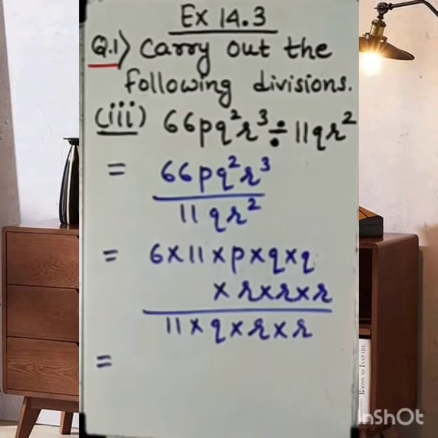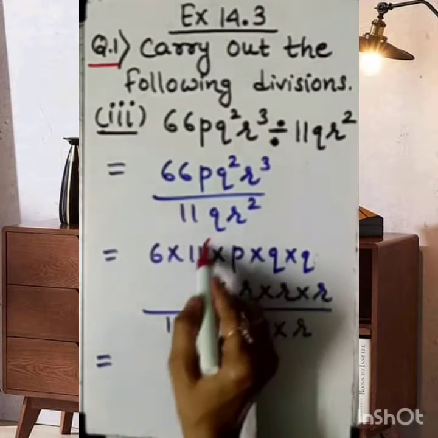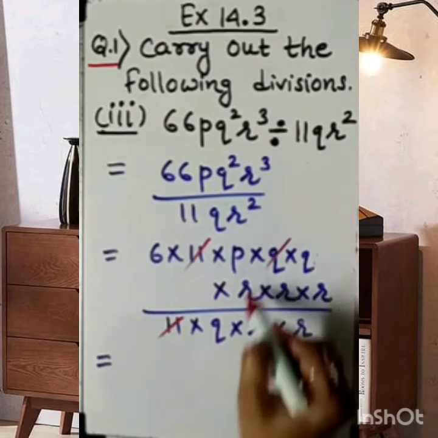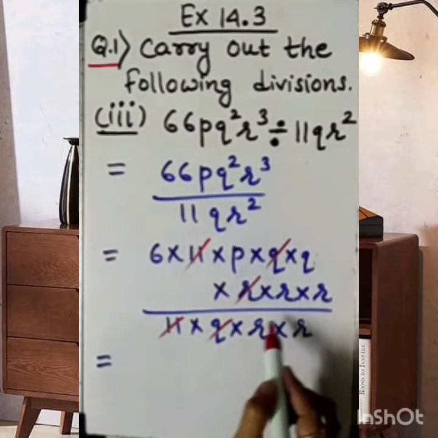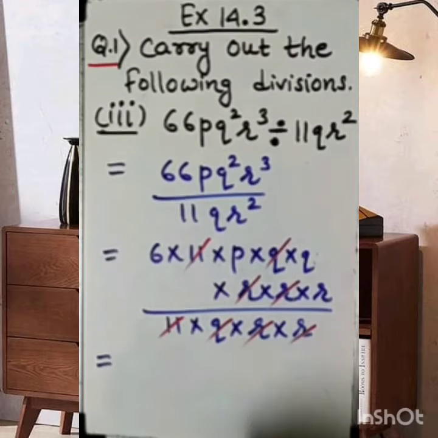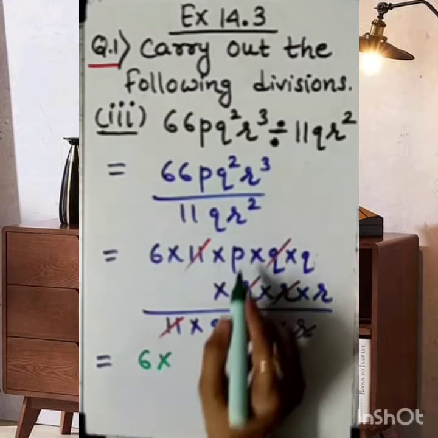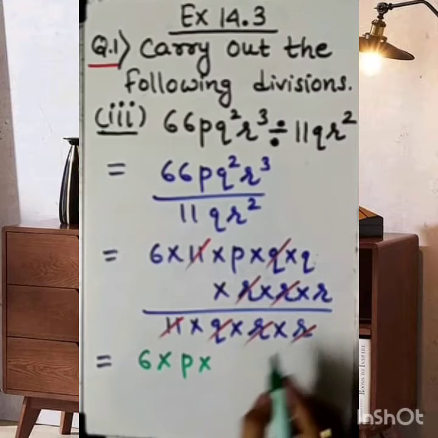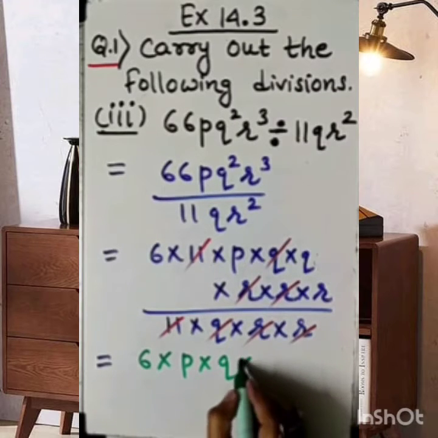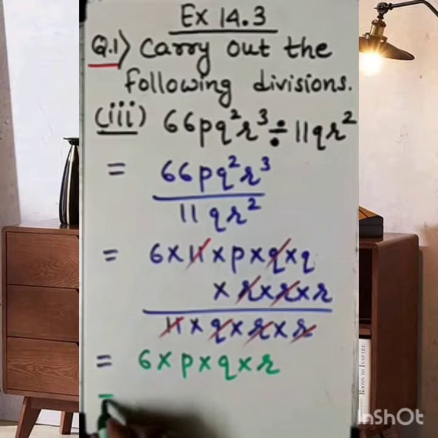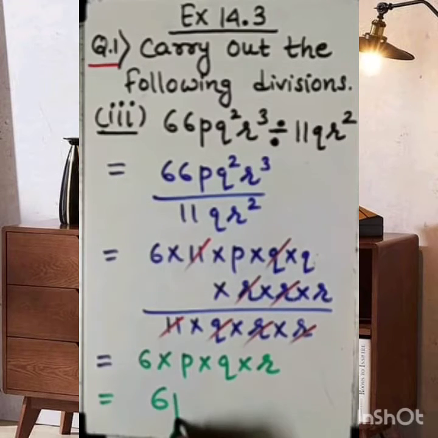So let's simplify. Be ready? 11 into 11 cancels. Beside this, q cancels, one r cancels, another r is also cancelled. So in the denominator all the terms are cancelled. So what is left in the numerator? 6, this is p and one r. One q is also left and this r is also there. So if we take the product of all these three, it gives the result 6pqr. So this is the division of the given.